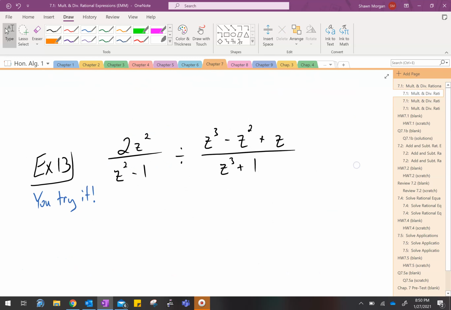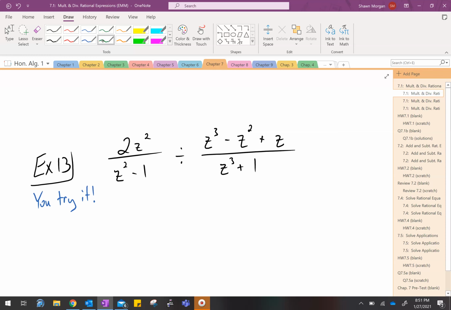Here's an example for you to try on your own. This is again a division problem, so please flip that second fraction and multiply. Go ahead and stop the video now that you're watching, and let's see if when you're finished you can check your work and see what you got.